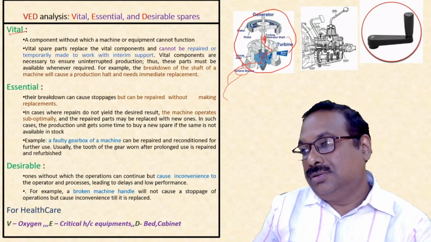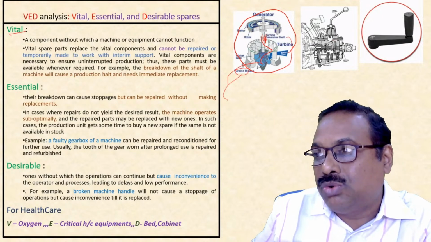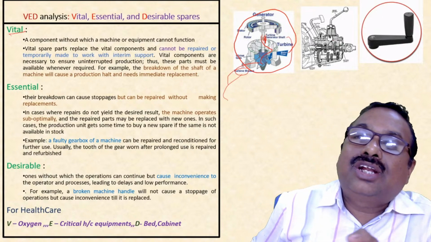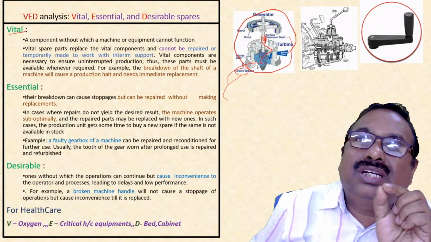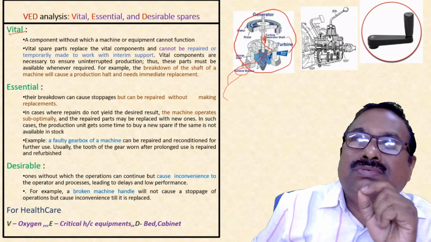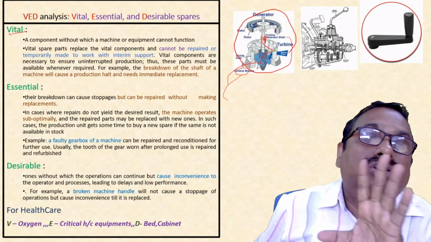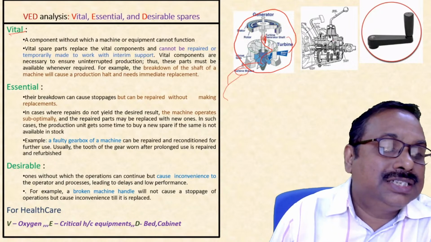Suppose it is a shift duty, after 2 hours they detected it. It can run for another six hours, but you have some less productivity. You have some inconvenience, but the production won't stop. Next is desirable.